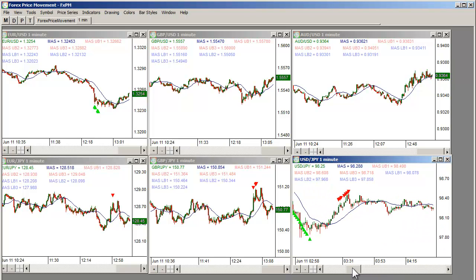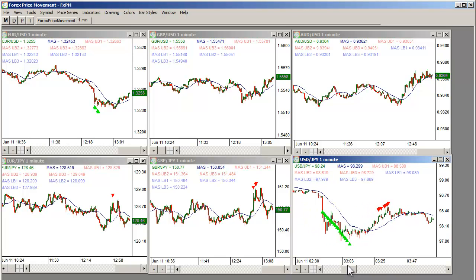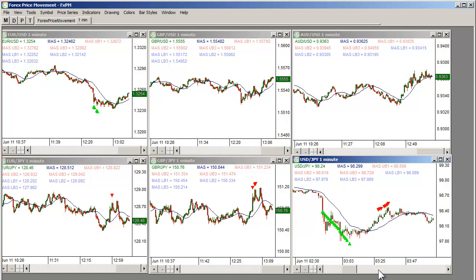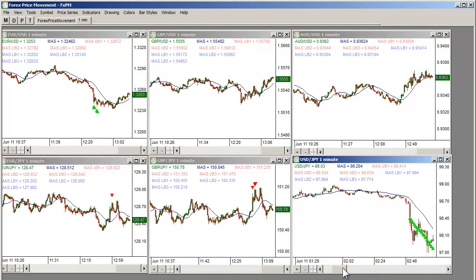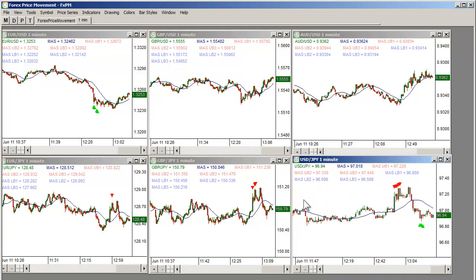And so the nice thing is you can scroll back through, and this here was news related, and see where we were in these green buy zones, and then we had these sell opportunities. This one may have not worked, but this one here worked out well. And so that's pretty much it for dollar yen.